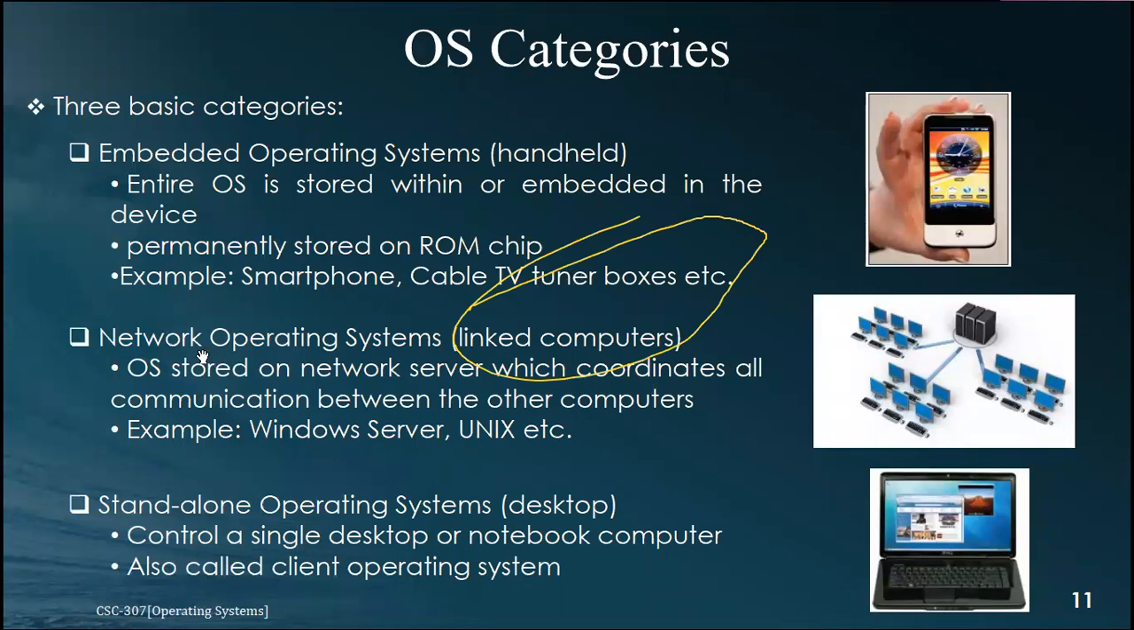Then we have the operating system for network related tasks, where the OS is stored on the network server, which coordinates all the communication between the other computers. We have Windows Server and UNIX for that. And finally, type 3 is the standalone operating system, which we use here to control a single desktop or notebook computer, also called a client operating system. So these are the three categories of operating system. One is used in network servers, another is the embedded system, and another is the standalone operating system, like the one on your desktop and laptops.